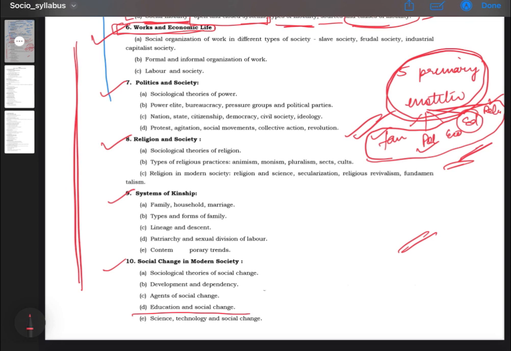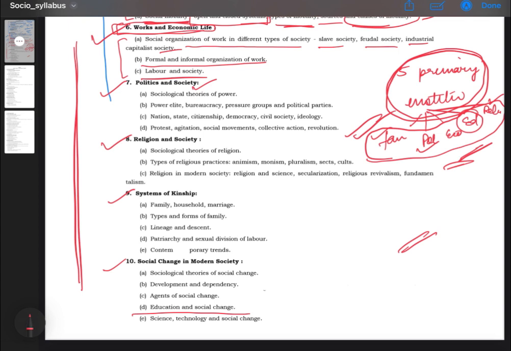All right. First is work and economic life. What we'll be studying here is 3 chapters: social organization of work in different types of society. What are the different types? Slave, feudal, industrial, capitalist, which is the contemporary society. Formal and informal organization of work, labor and society.